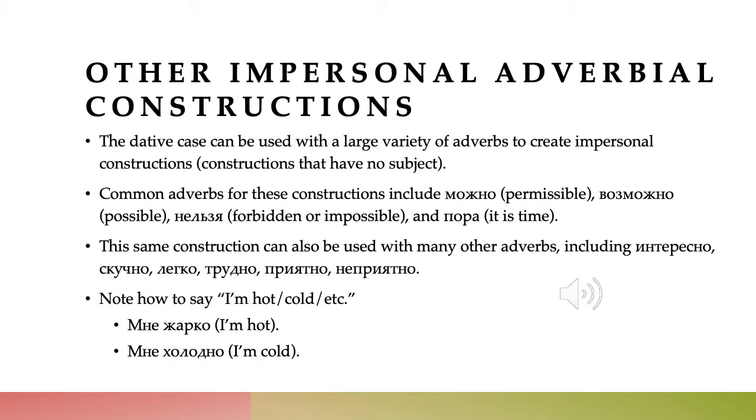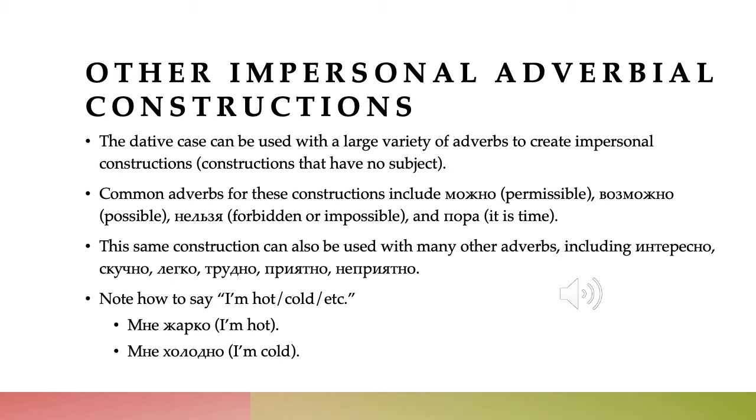And then we have a whole series of impersonal adverbial constructions. You can do them with almost any adverb that also use the dative. And some very common ones are можно, permissible, возможно, possible, нельзя, forbidden or impossible, and пора, which is technically a noun, but here it's used like an adverb, and it means it is time. And so we can say things like мне можно, it is permissible for me to do something. Мне возможно, it is possible for me to do something. Мне нельзя, it is forbidden or impossible for me to do something. And мне пора, it is time to do something. Like мне пора домой, it's time for me to go home.